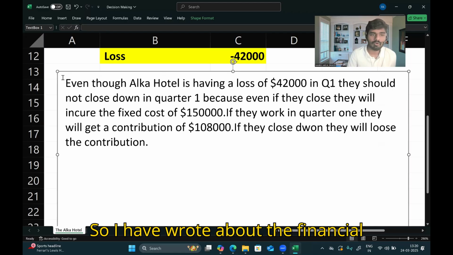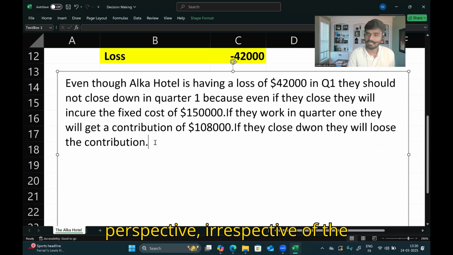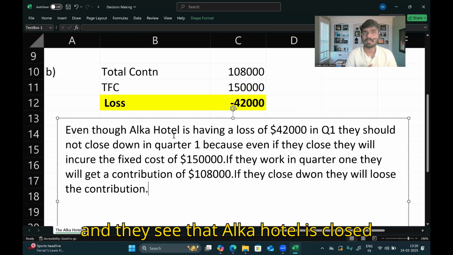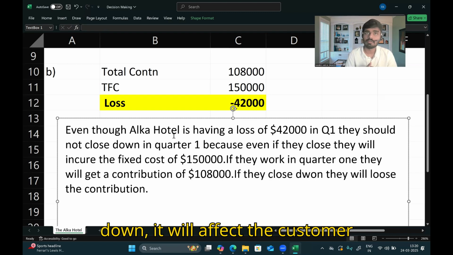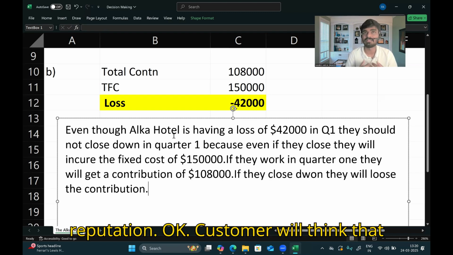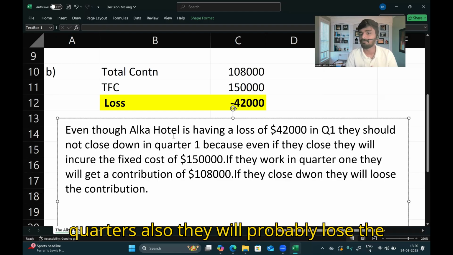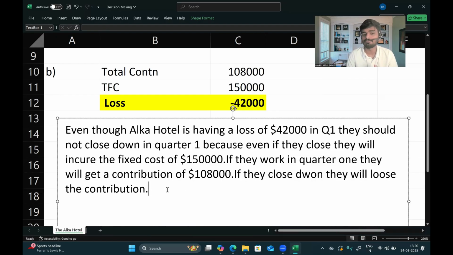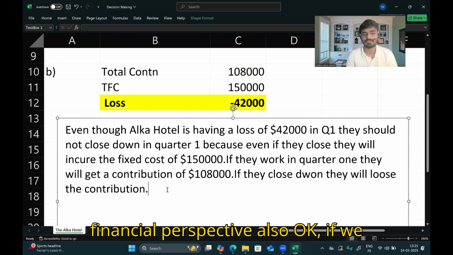So I have written about the financial perspective. Irrespective of the financial perspective, think about if they close in Q1, the customer reputation will be lost. If customers come in and they see that Alka Hotel is closed down, it will affect the customer reputation. Customers will think that they won't be opening in other quarters also. They will probably lose the customers. So we need to mention that also. We have already mentioned the financial perspective. We should also mention the non-financial perspective.